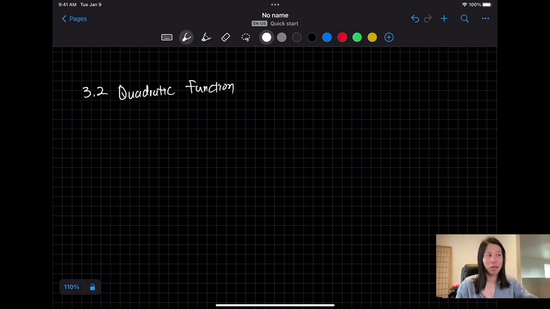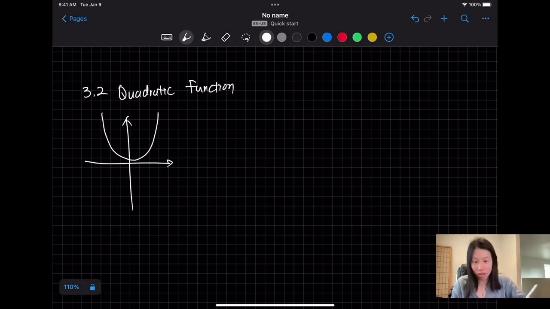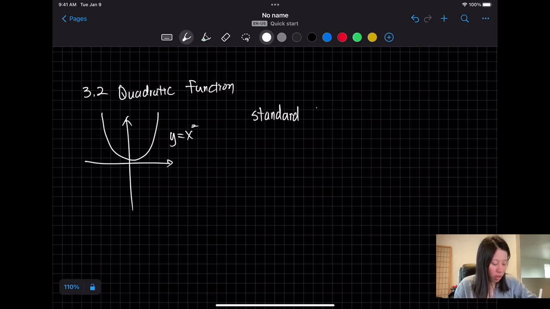Today we're going to talk about quadratic functions. When it comes to quadratic functions, we know that this is going to look like a parabola. That's the graph of a quadratic function, the standard one. But there are multiple forms of a quadratic function, such as the standard form of a quadratic function. It's going to look like f(x) equals ax squared plus bx plus c.